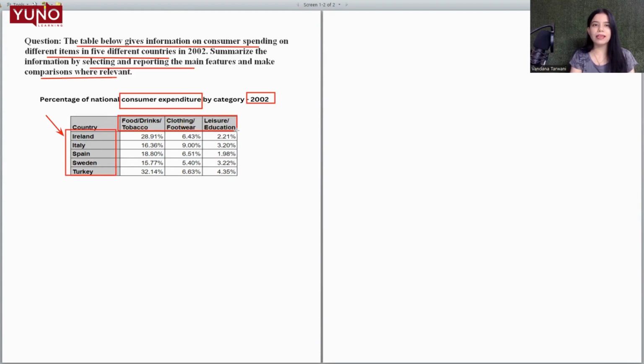Now, how to write a decent high band report on this kind of question? There are a few things to keep in mind. Number one, you always need to remember that the overview paragraph is the most important paragraph in report writing, because it is in the overview paragraph that you tell the examiner that yes, we have been able to recognize the important features. Let's take a look at how we have written a high band report on this question.